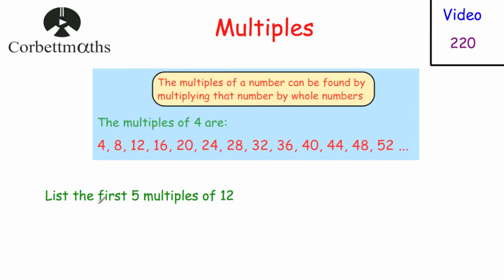So it says, work out the first 5 multiples of 12. Well, the first multiple of 12 is going to be 12. And then 12 times 2 is 24, 12 times 3 is 36, 12 times 4 is equal to 48, or I could just be adding 12s here and do 12 plus 12 is 24, plus 12 is 36, plus 12 is 48, and add another 12 would be equal to 60. And that's it. So the first 5 multiples of 12 would be 12, 24, 36, 48, and 60.